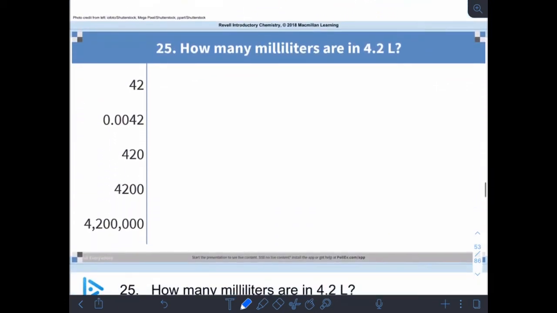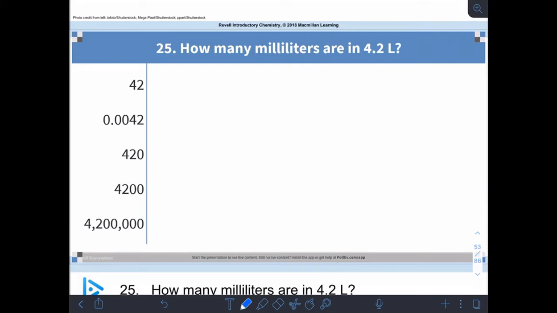So let's continue on with our unit conversion. How many milliliters are there in 4.2 liters? And this is a very, very common conversion that you will see many times throughout this semester. Okay, milliliters to liters and liters to milliliters. Really common.